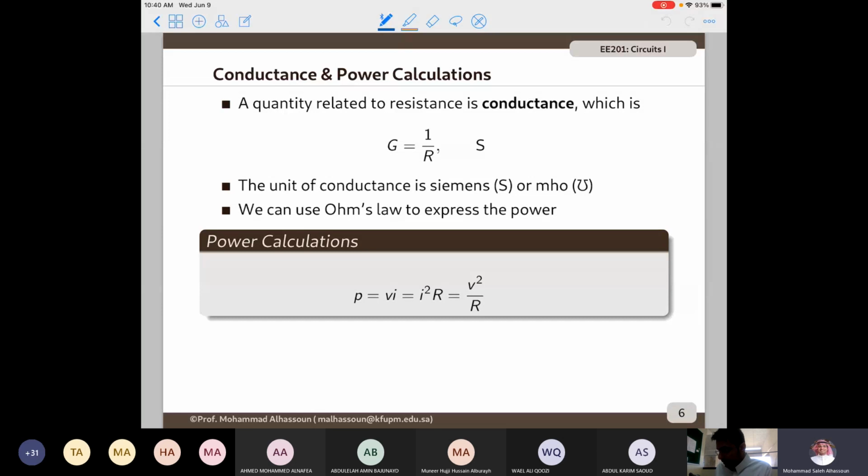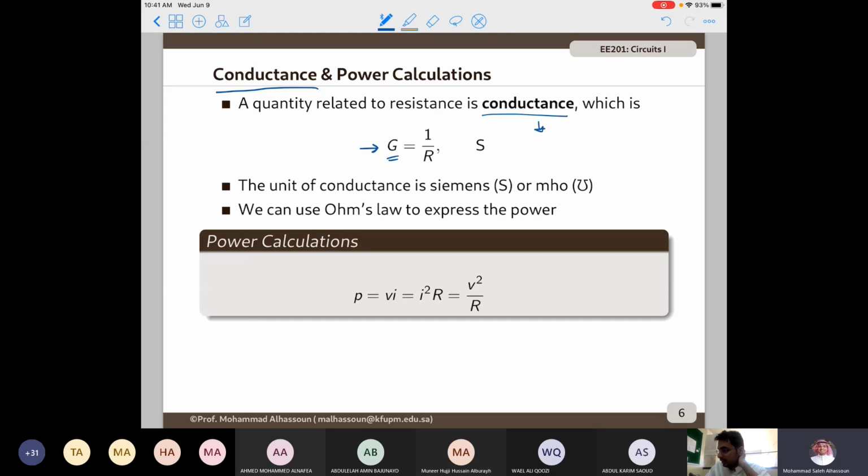Okay, one important quantity related to resistance is conductance, which is the exact opposite. Resistance is the material's capacity to resist the flow of charges. Conductance is the material's capacity to permit the flow of charges. So as you can guess, they are opposites. The conductance, G, is 1 over R.